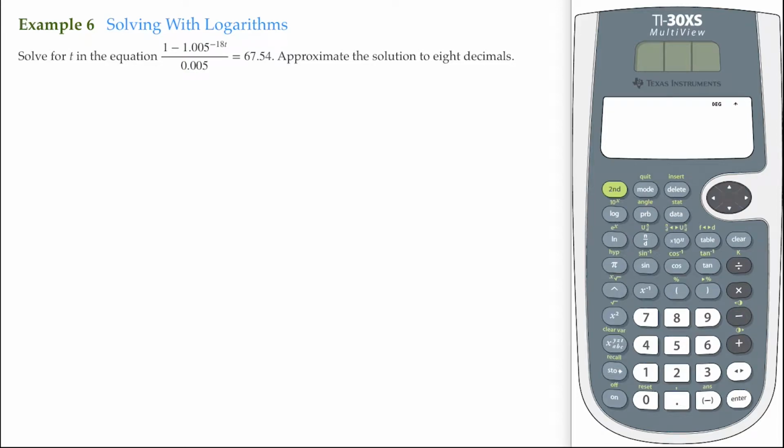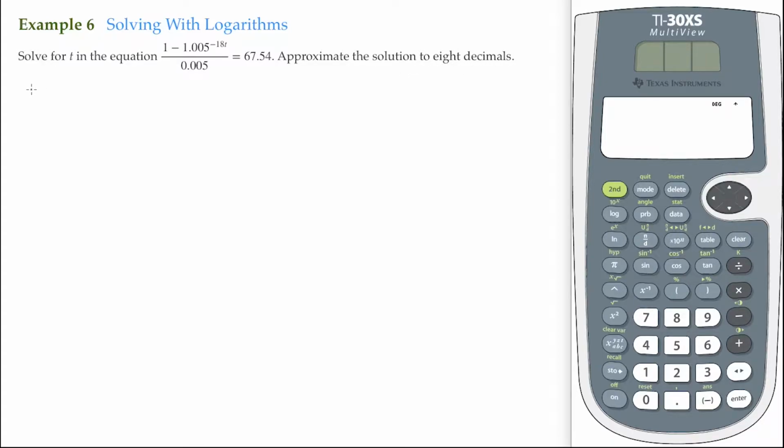So we continue now solving with logarithms. We are going to be solving for this equation here. It says solve for t in the equation (1 minus 1.005 to the negative 18t power) divided by 0.005, and that should equal 67.54. Again, we're going to use our calculators, our logarithm buttons, and we're going to approximate the solution to 8 decimal places.